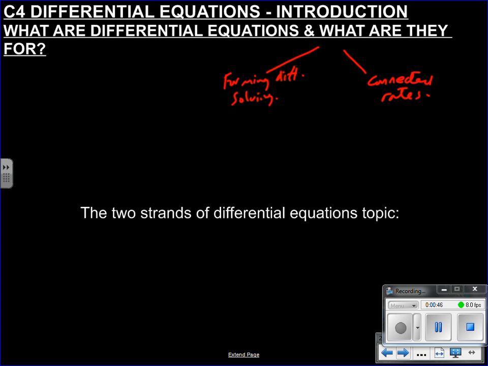Now, I really love differential equations. This was one of the things that you really start to get into at uni, and it was one of my favourite things, and a lot of people's favourite things if they really liked applied maths. What is a differential equation and what are they for?